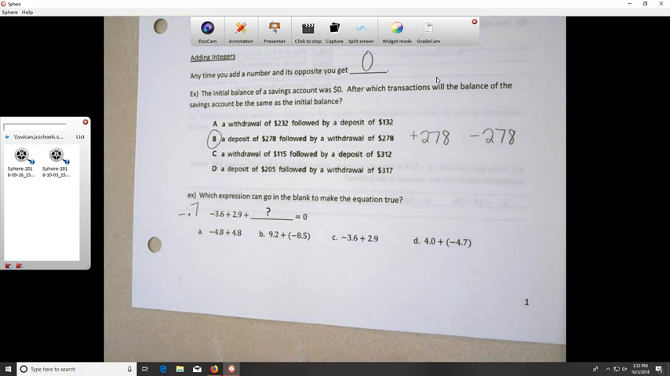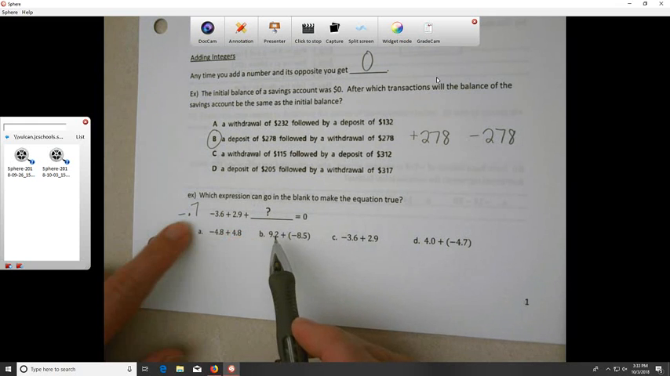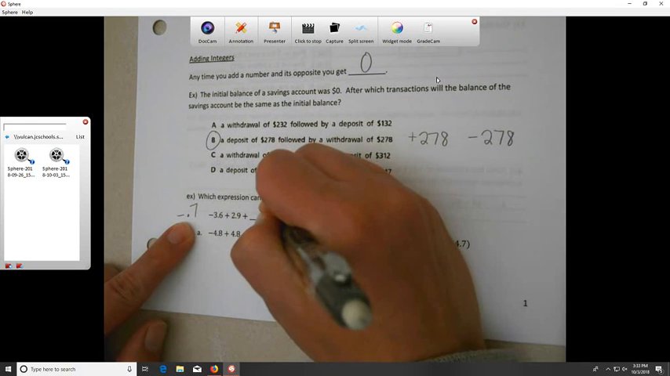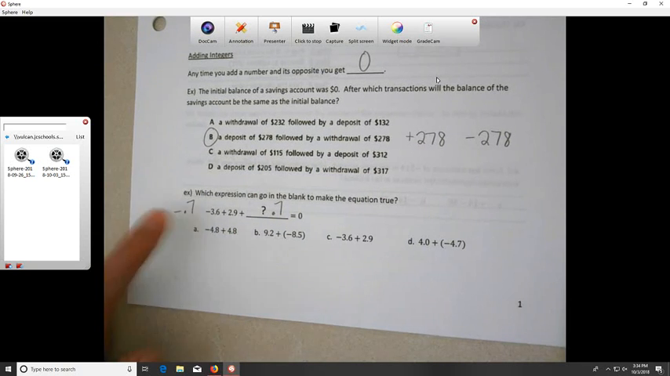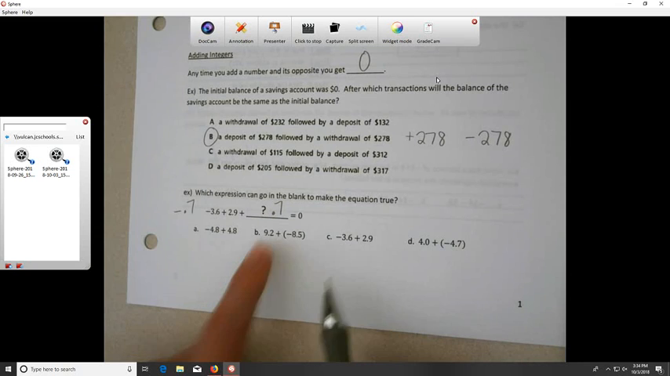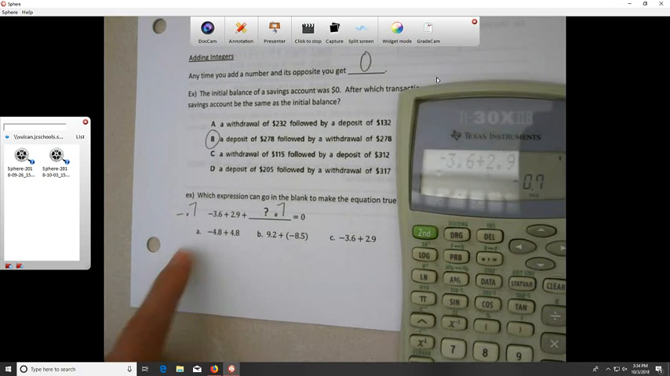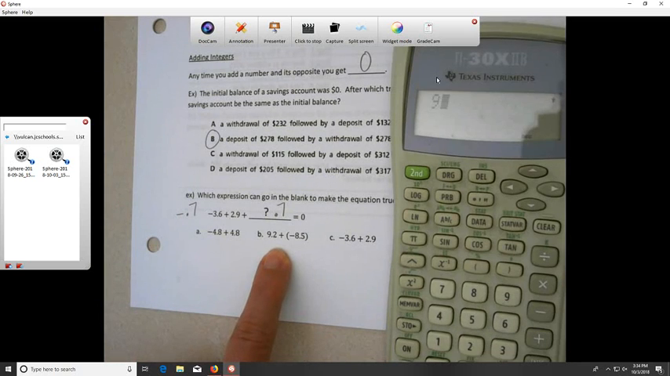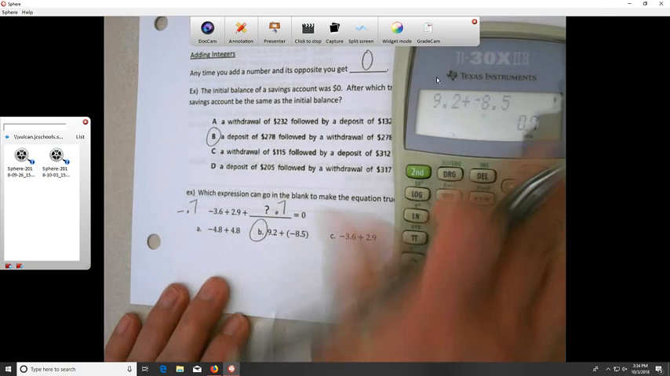So I know that anytime I add a number and its opposite, I'm going to get 0. So the opposite of negative 0.7 would be positive 0.7. So I want to know which of these is going to add up to positive 0.7. So I'm just going to test these out on my calculator until I find the one that works. Alright, and that's going to be choice B, because if I do 9.2 plus negative 8.5, I get positive 0.7. Alright, so that would be choice B.